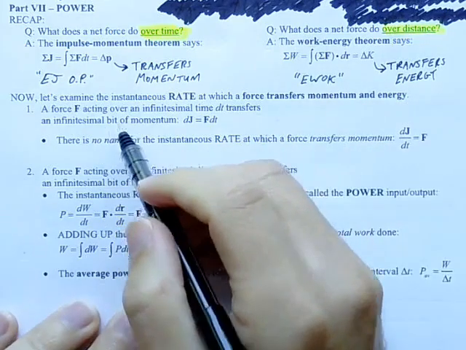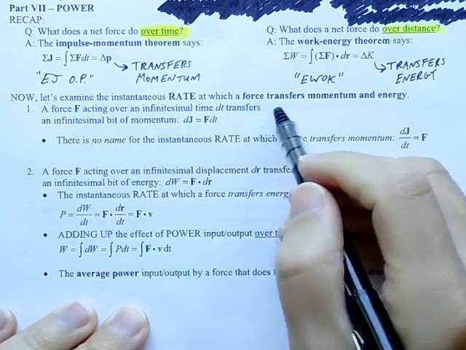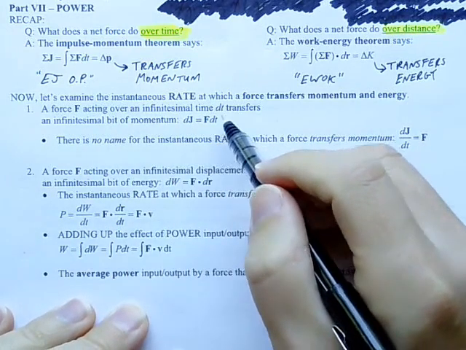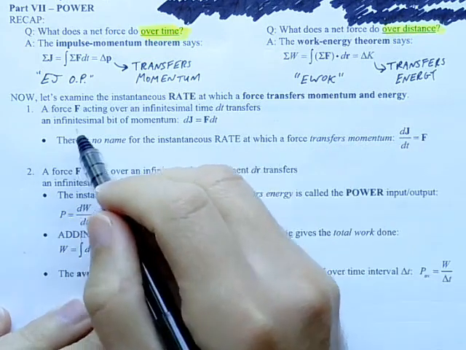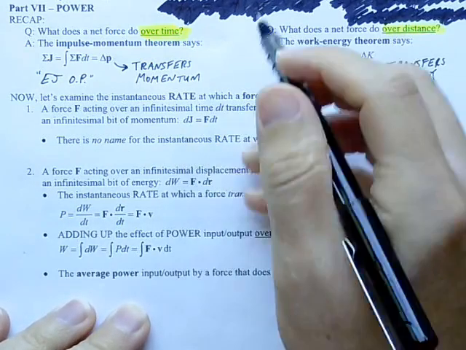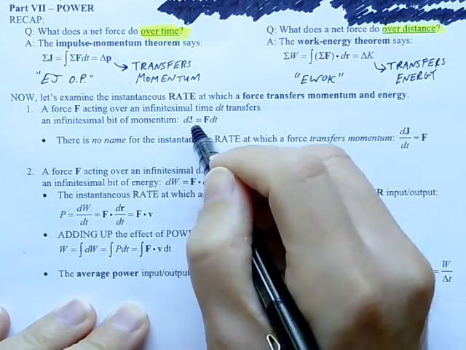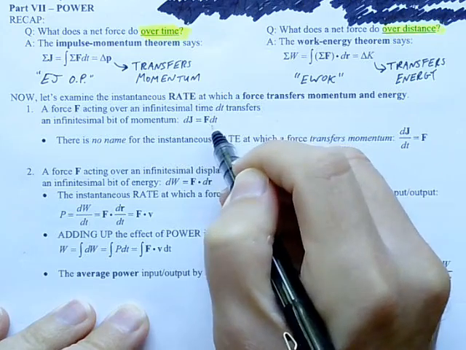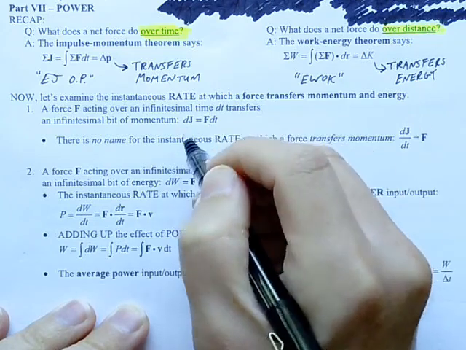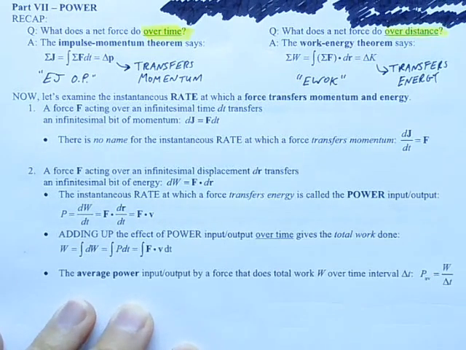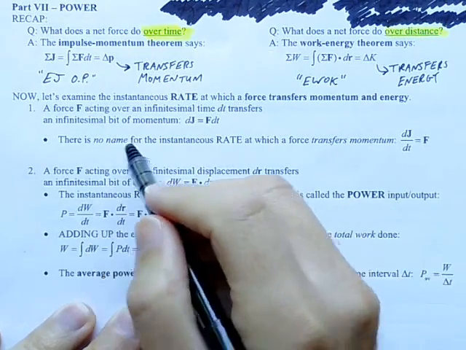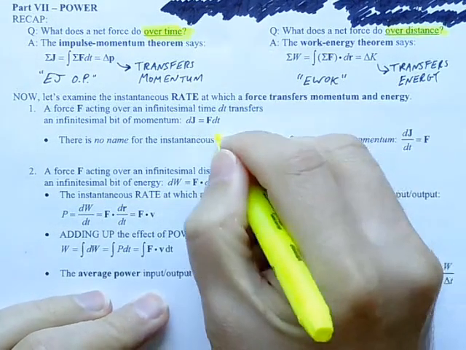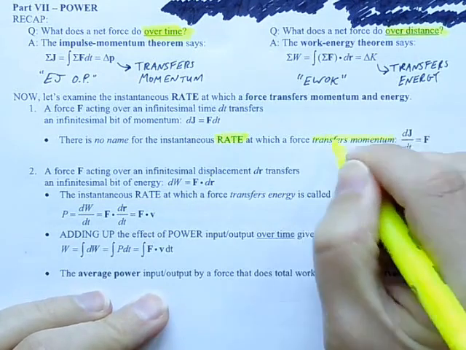Now, let's examine the instantaneous rate at which a force transfers momentum and energy. So a force acting over an infinitesimal time interval, dt, transfers an infinitesimal bit of momentum, dJ. So a tiny impulse, dJ, is imparted to an object by a force acting on it over a tiny amount of time. There's no particular name given to the instantaneous rate at which a force transfers momentum, the rate of the transfer of momentum.